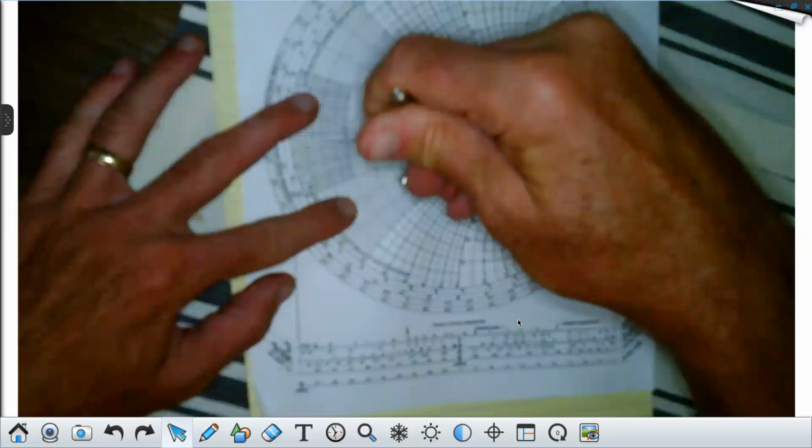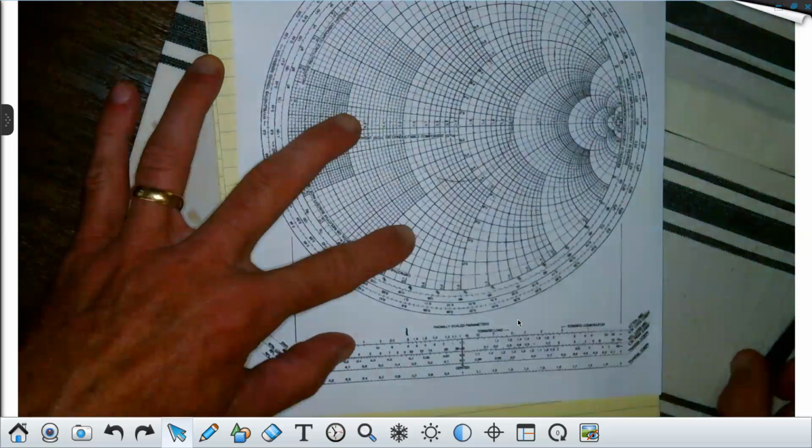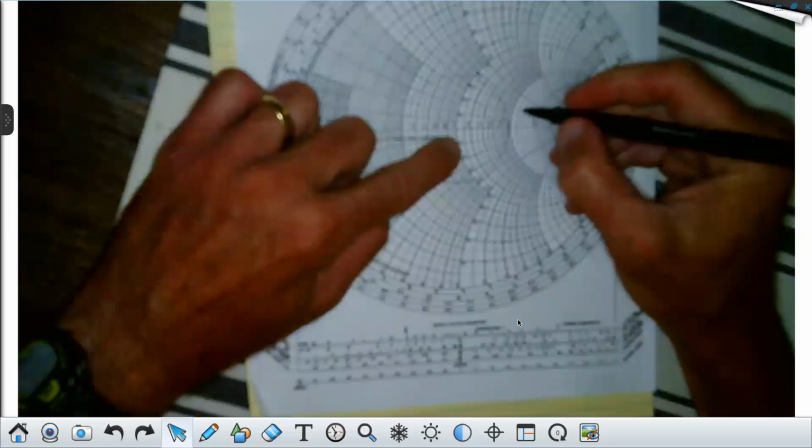Trying to make this circle. You can do it with me if you have a Smith chart. Now remember, this is where it intersects. This is the standing wave ratio, right?